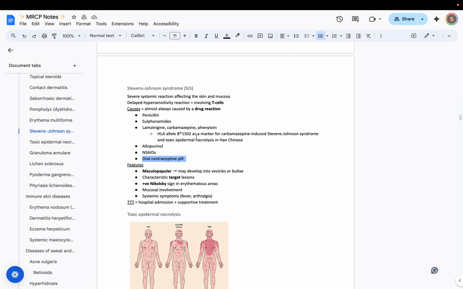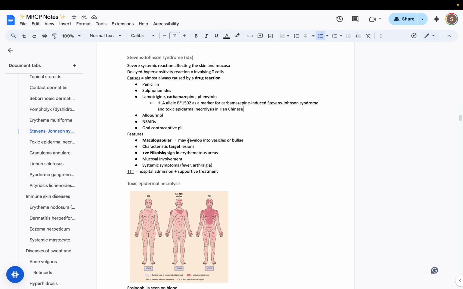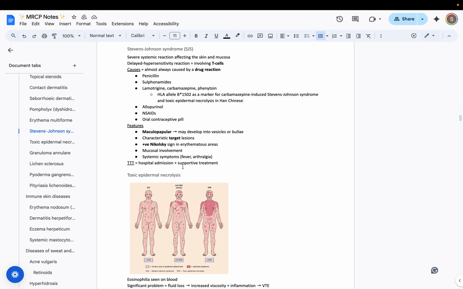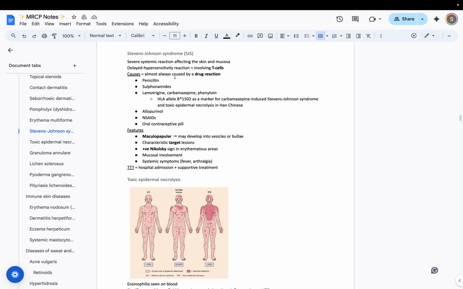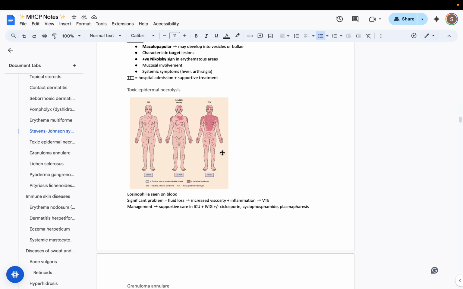A marker of carbamazepine-induced SJS is the HLA allele B1502 in Han Chinese populations. It's a maculopapular rash with target lesions and positive Nikolsky sign and mucosal involvement. Toxic epidermal necrolysis is basically SJS that's affecting more than 30% of the body. There would be eosinophilia on blood test.